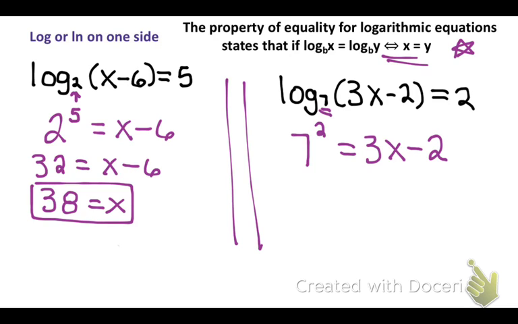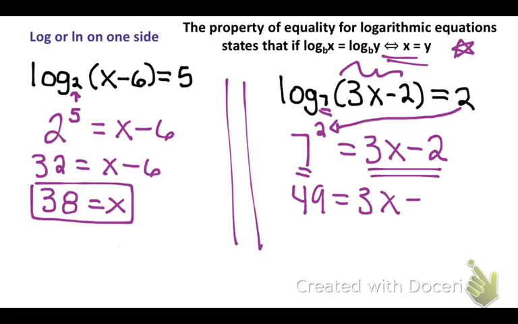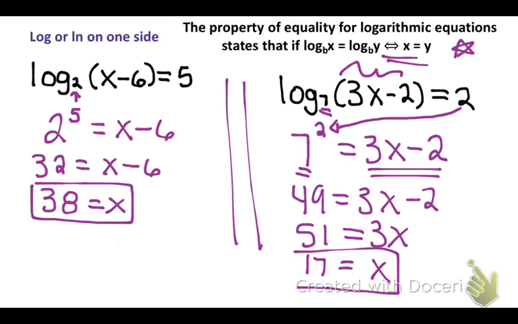So we have our base 7, then our exponent 2, the 3x minus 2 goes on the opposite side of the equal sign, and now you just have to work to isolate the variable. So we're going to go ahead and first say 49 equals 3x minus 2, add 2 to both sides, 51 equals 3x, and divide both sides by 3, so x is equal to 17.